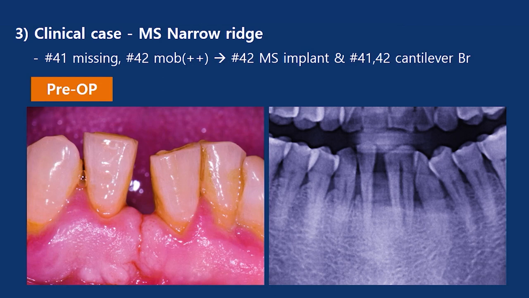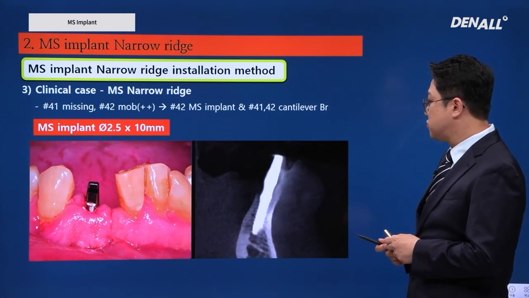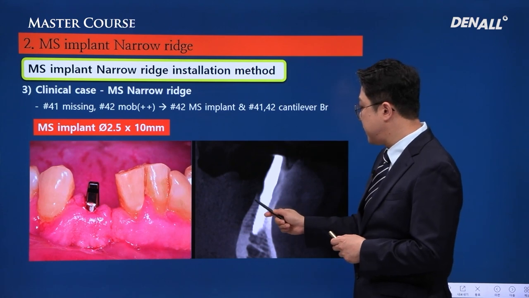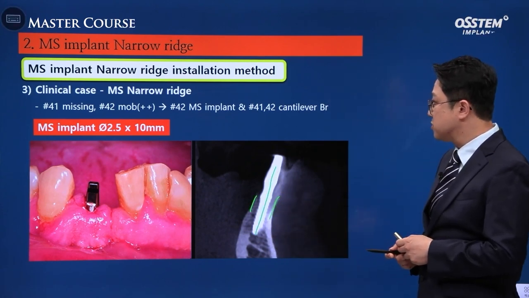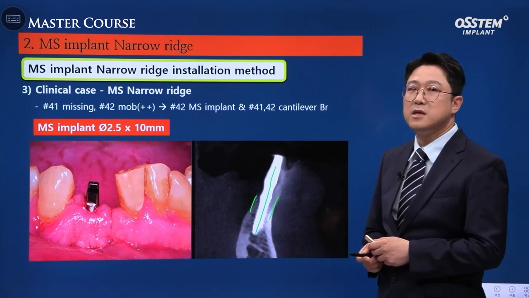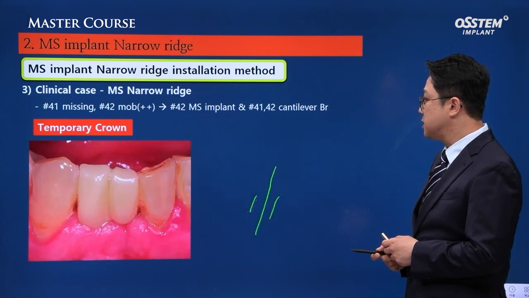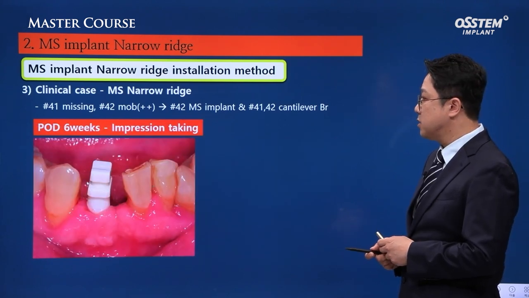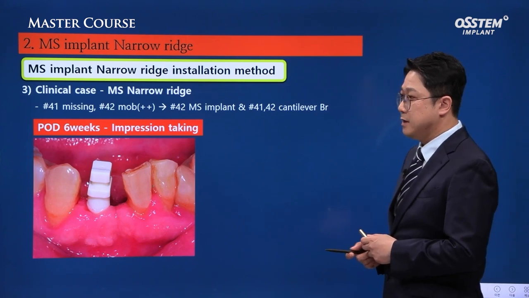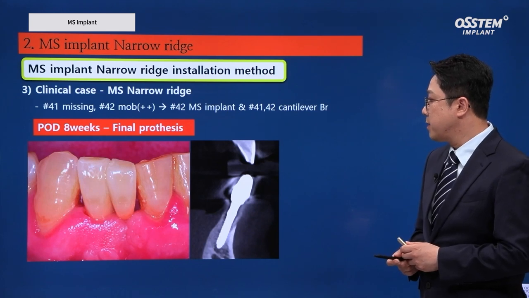Implant was placed. What is important is that within the narrow ridge, the implant needs to go in the correct direction. It's a bit of a stress that you only get one chance. A 2.5 by 10 millimeter implant was placed. The temporary crown was made. After 6 weeks, the impression coping was connected to take an impression, and the final prosthesis was delivered in the narrow lower ridge.